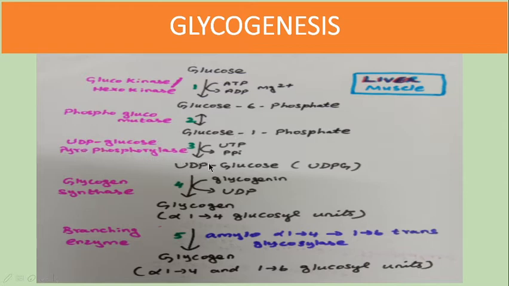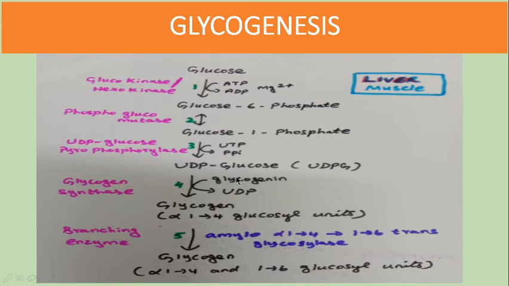So this is a very important step, the conversion of glucose 1-phosphate with the help of the enzyme UDP glucose pyrophosphorylase, which will transfer a glucose residue to the UDP molecule to form the active glucose residue called UDPG, uridine diphosphate glucose.